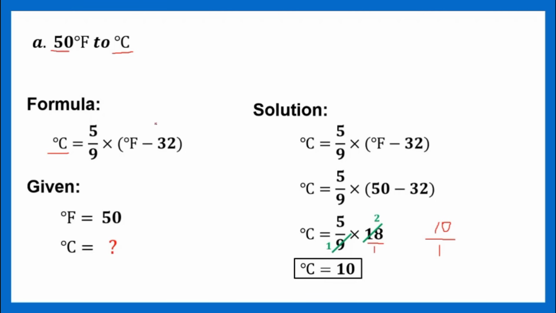And, we'll have the final answer here. 50 degrees Fahrenheit is equal to 10 degrees Celsius. Yung 10 dito, itatabi mo na lang yung degree Celsius sa kanya. Ganun lang.